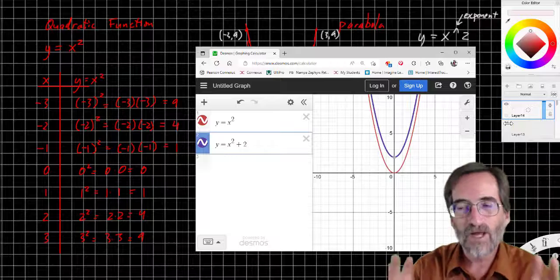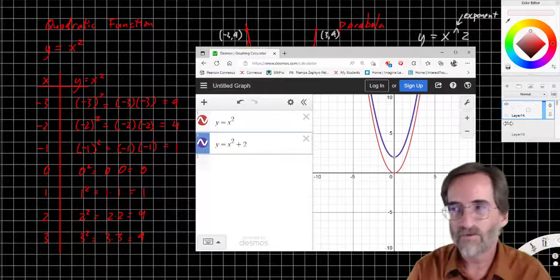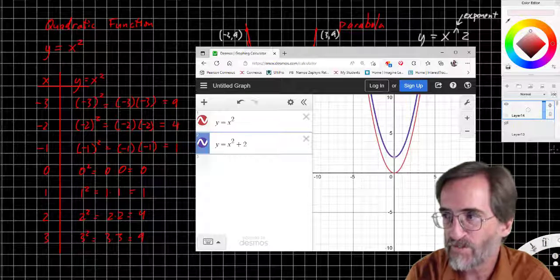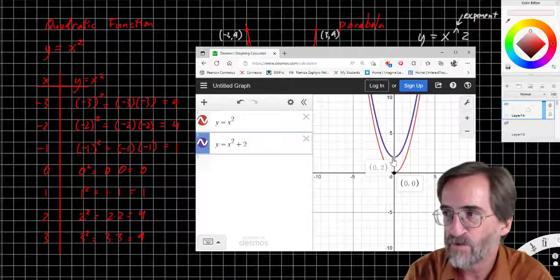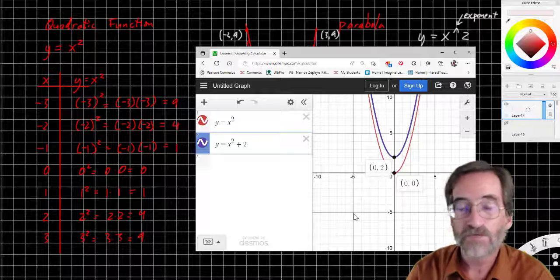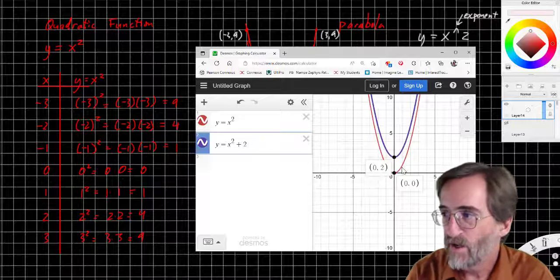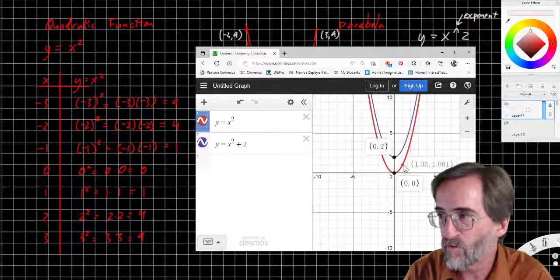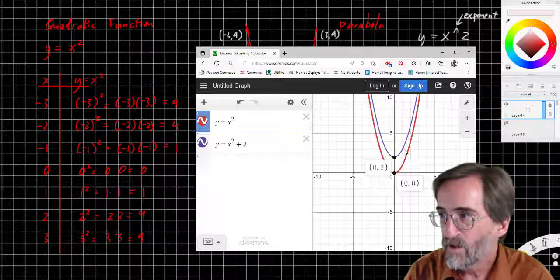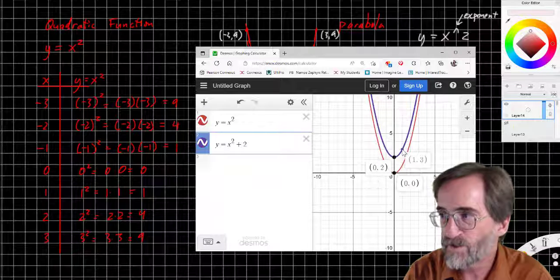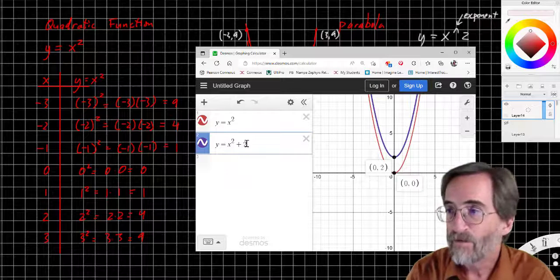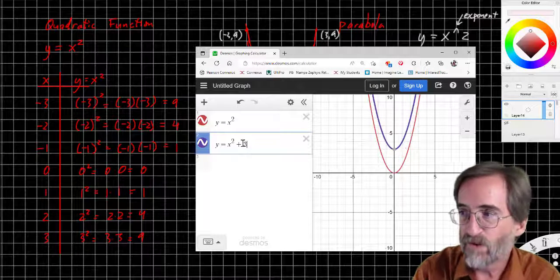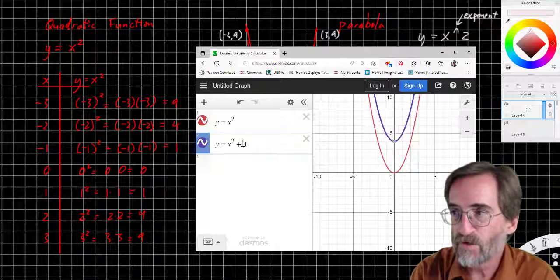It's simply everything has been shifted up. Instead of going through at 0, 0, it's going through at 0, 2. Okay? It's going through 2 higher. Everything is 2 higher. Instead of 0, 1 or 1, 1, it's at 1, 3. It's 2 higher. Okay? All right? And you can imagine if I make it 3, everything is shifted up 3, 4.